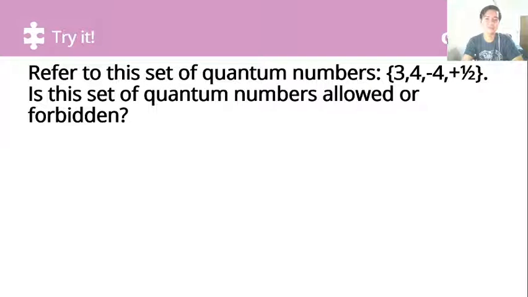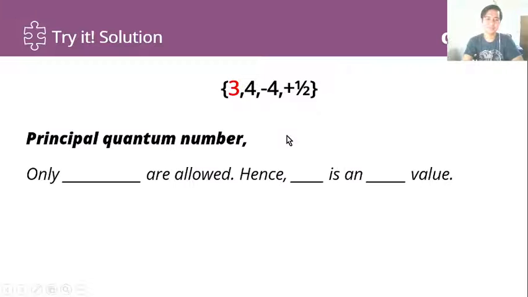Okay. How about this one? 3, 4, -4, +1/2. Is this set of quantum numbers allowed or forbidden? Let's start with the leftmost number, 3. We know that the principal quantum number allows positive integers only. Hence, if n is equal to 3, is it allowed or forbidden? Correct. It is allowed.